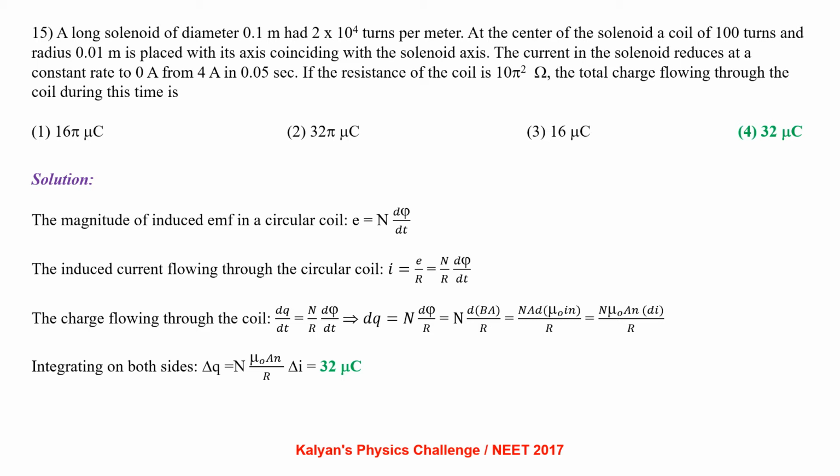As you can see, phi, the flux, can be written as BA, where B is the magnetic field induction and A is the area of the circular coil. So by putting the constants out of differentiation, finally we get N mu naught A small n by R into di. Applying integration on both sides, we get integral dq is nothing but delta q, integral di is nothing but delta I. So finally we get the charge flowing through the coil as 32 microcoulomb.